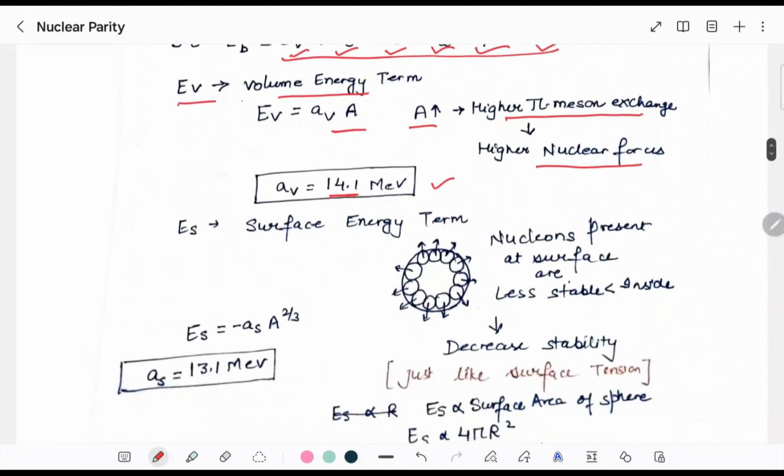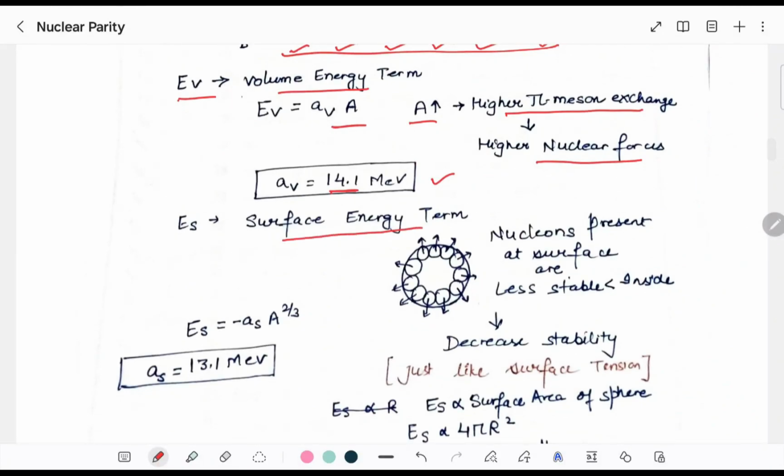The second term that comes into the picture is the surface energy term. Surface energy term is considered in the form of minus of AS into A raised to power 2 by 3. Now why is it contributing in the negative form? Let us suppose this is a nucleus in which the nucleons are present inside the nucleus. In the surface energy term, all the nucleons present at the surface have a larger tendency to escape. Therefore nucleons present at the surface are less stable than the nucleons present inside the nuclei. Therefore the nucleons present on the surface help in decreasing the stability, just like the surface tension that we have already studied in our lower classes.